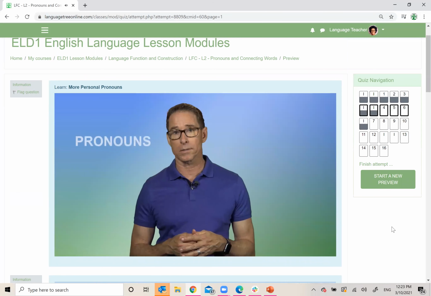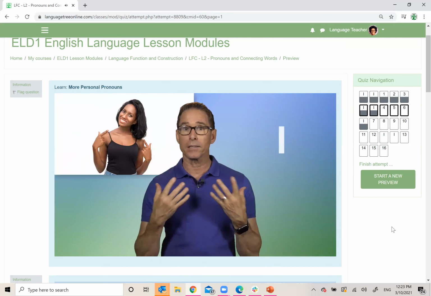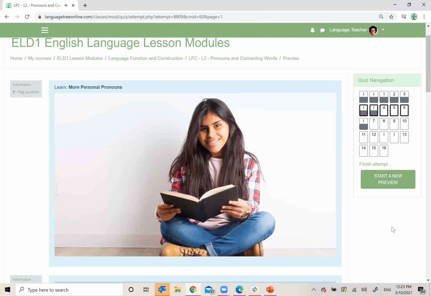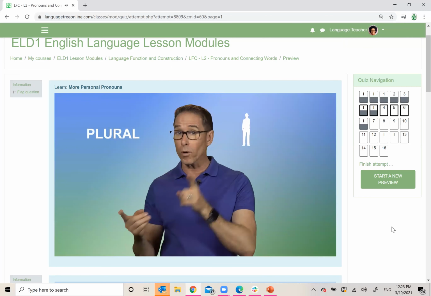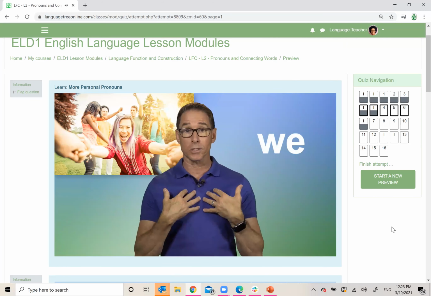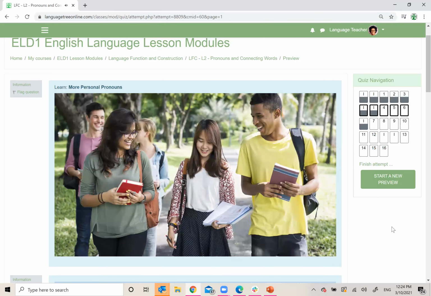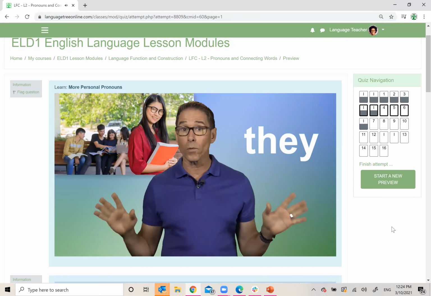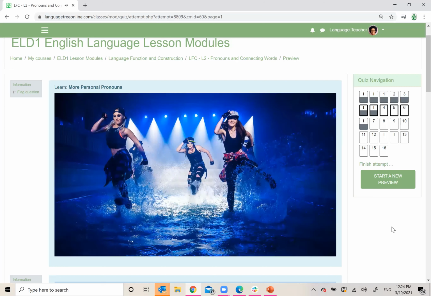Now let's learn a few more pronouns. They are I, we, and they. The pronoun I is used when you are referring to yourself. For example, I like to read. The next two pronouns are plural as they refer to more than one person. The pronoun we is used when you are referring to yourself and others. For example, we walk to school. The pronoun they is used when you are referring to a group or more than one, but you are not in that group. For example, they are dancing.